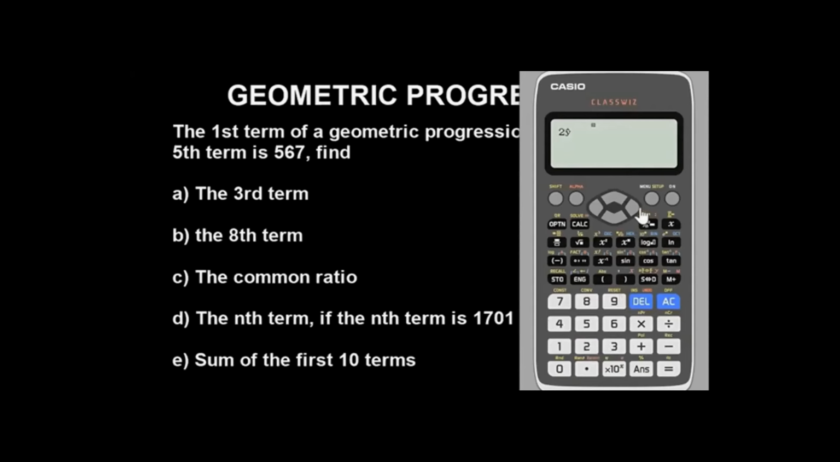Press 2, then come over to display and put divide, because the common ratio is about division, guys. Ratio is about division. So come here and put the division sign, divide. Now the value of the first term in this question is 7. Press equal to, and you see the common ratio, guys: 3.